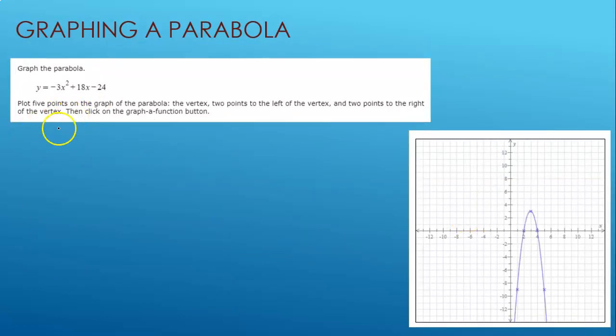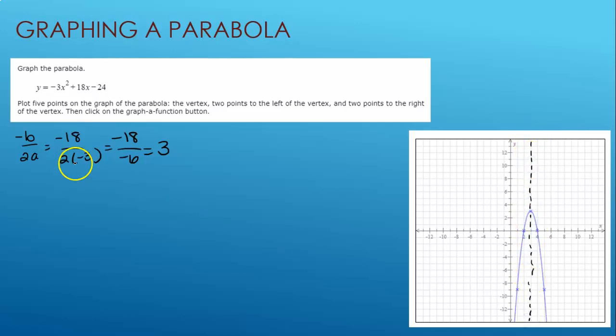All right, so now let's see. We're going to find the vertex. So that's negative b over 2a. So that's negative 18 over 2 times negative 3. That's negative 18 over negative 6, and that's positive 3. That tells me that the middle of this parabola cuts right through here. All right, you see if you can figure out what to do next.